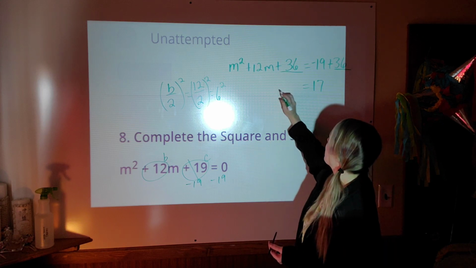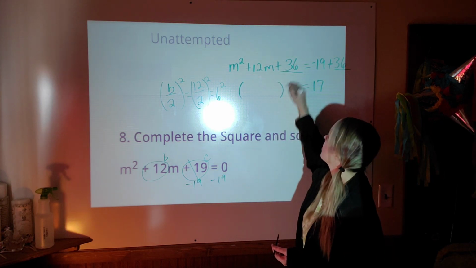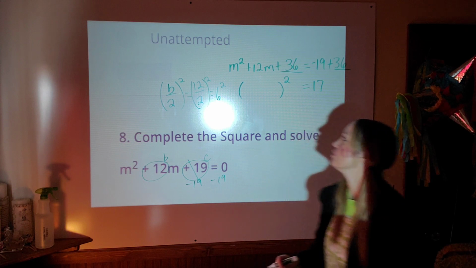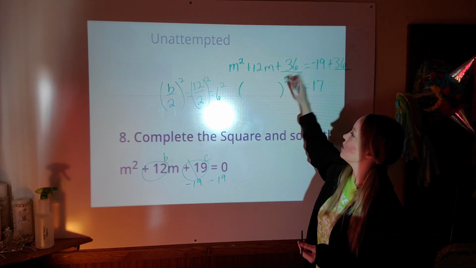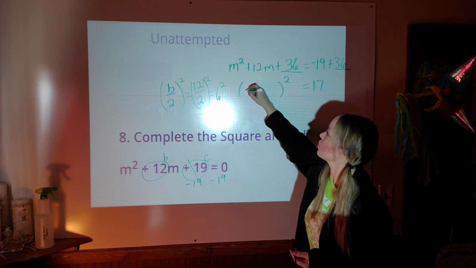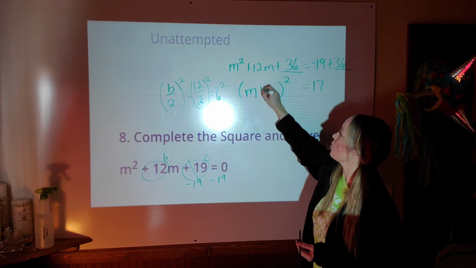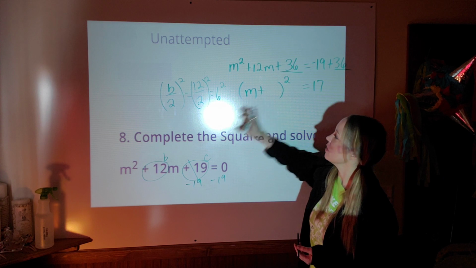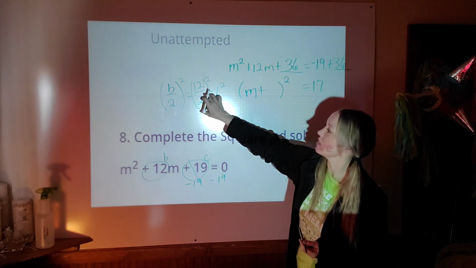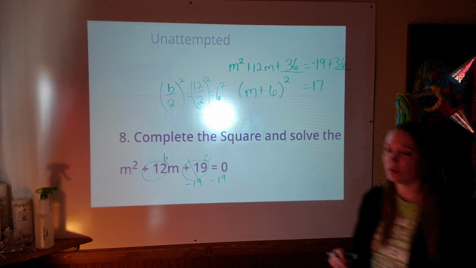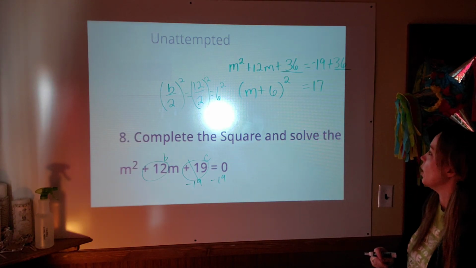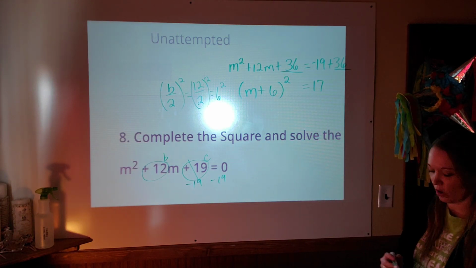And then on this side, by doing this, you completed the square. So what goes in here is your variable, and then plus half of your B. Half of your B was this right here, 12 divided by 2, which is 6. So that's what goes in there. To finish this out, you would have to solve.